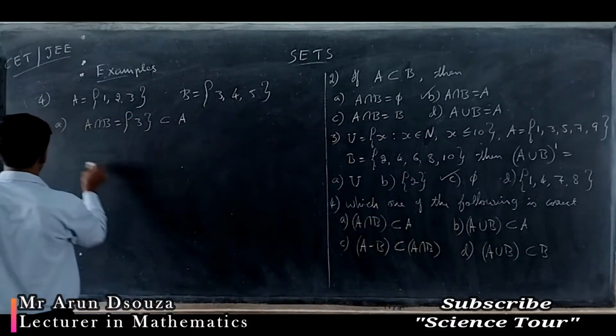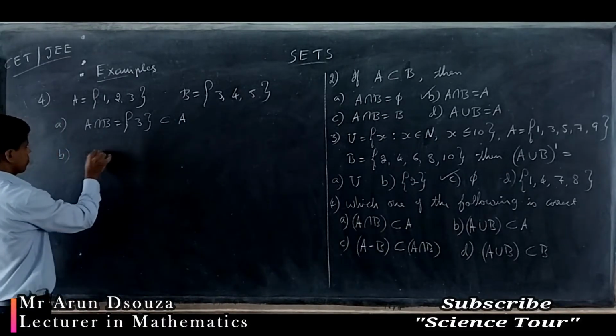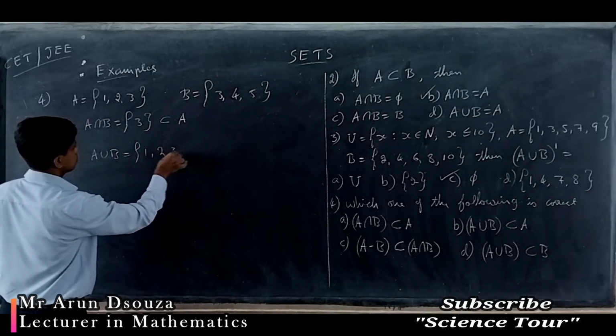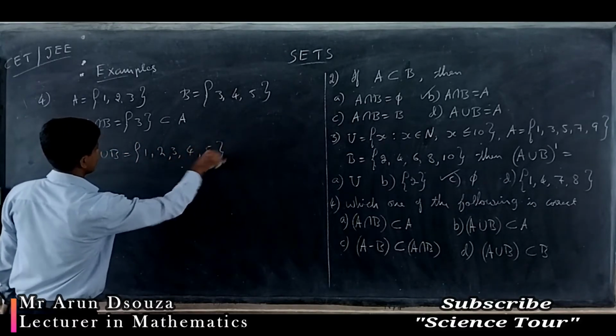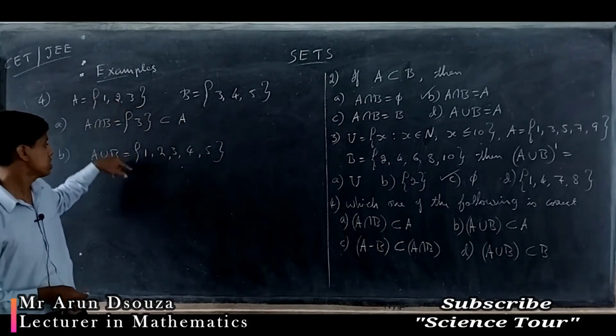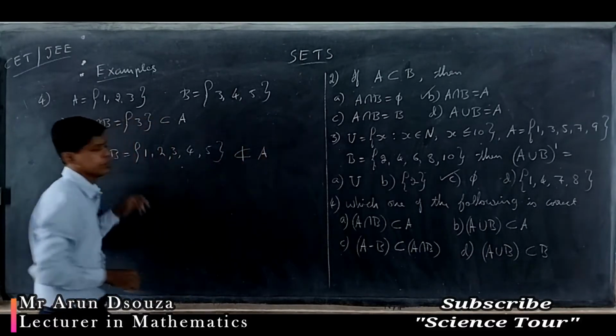What about the second option, A union B? What is A union B? 1, 2, 3, 4, 5. So this is A union B. Is it a subset of A? No. A is a subset of this. Now this is not a subset of A.